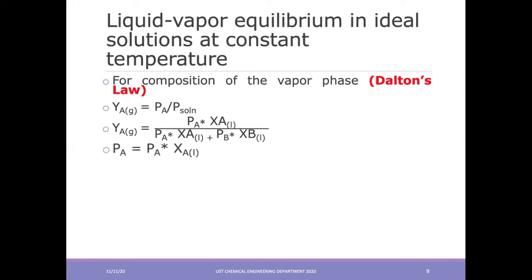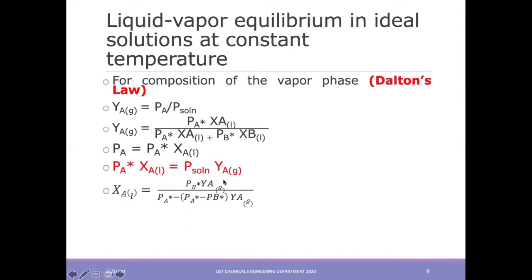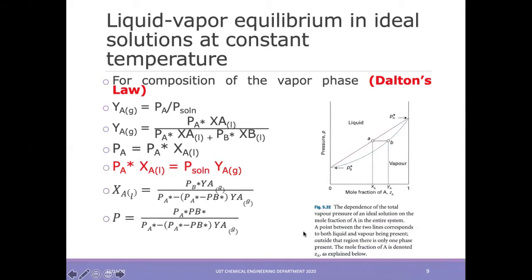Recall Raoult's law earlier, and combining Raoult's law and Dalton's law, we would be expressing x of A. So substituting this expression for P and solving for XA gives this value. And putting this expression for x of A in the boxed equation and solving for P, this yields an equation that relates P and Y of A. So it is obvious that the total pressure is not a linear function of the vapor composition. When P is plotted against Y of A, a curve bent upward is obtained as shown in the figure.